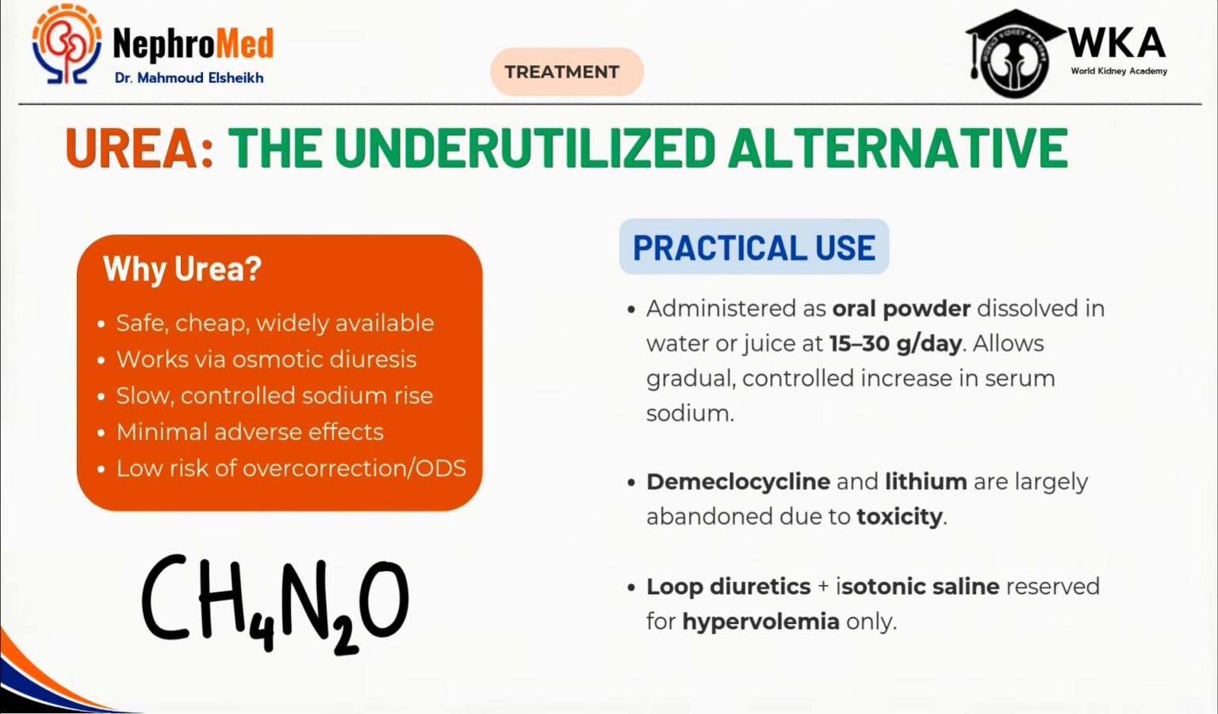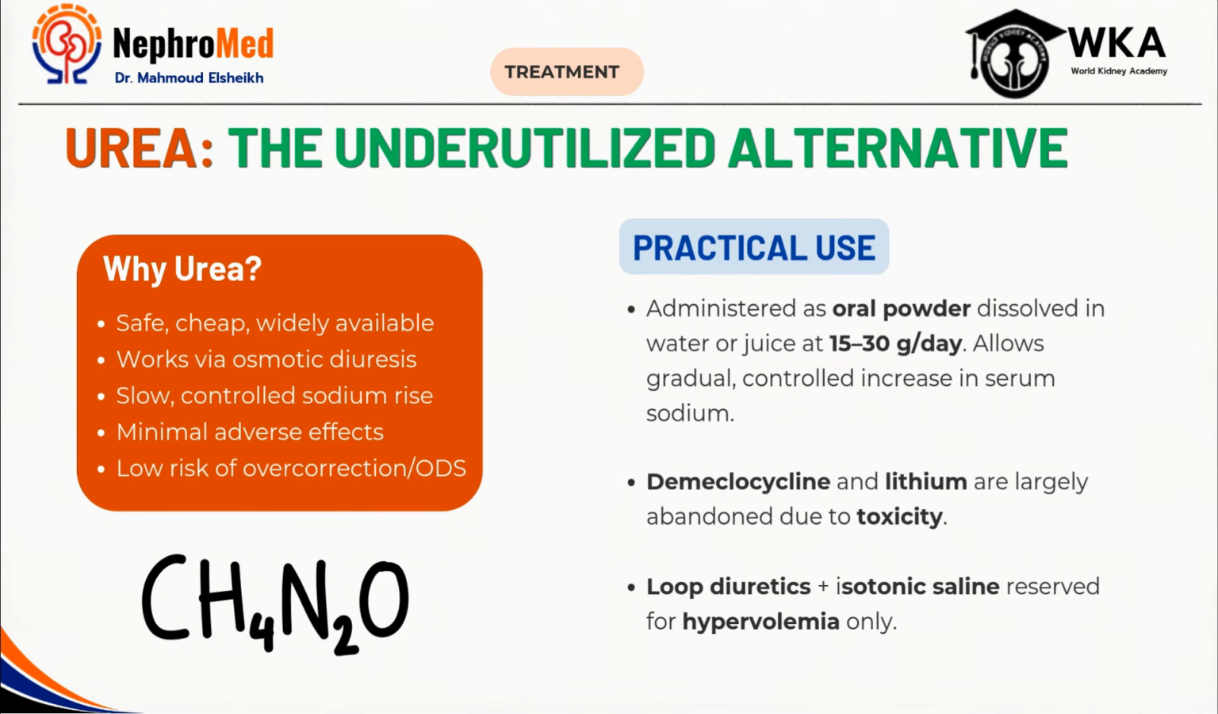Essentially, urea acts through osmotic diuresis. It increases renal solute excretion, which enhances electrolyte-free water clearance, allowing gradual removal of excess free water and slow correction of serum sodium. And that gradual correction is extremely important because it lowers the risk of rapid overcorrection and osmotic demyelination syndrome.